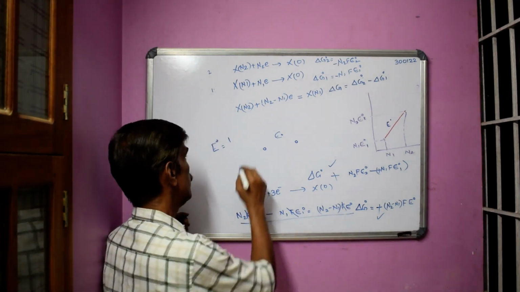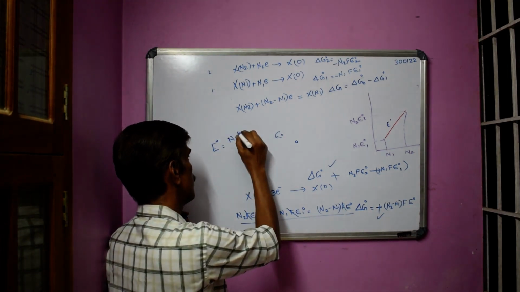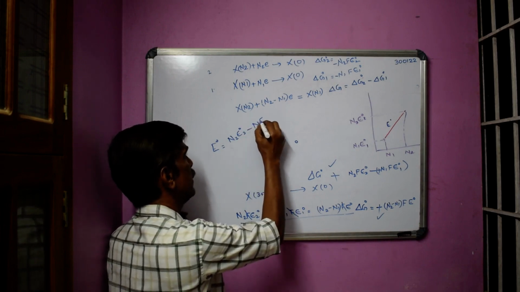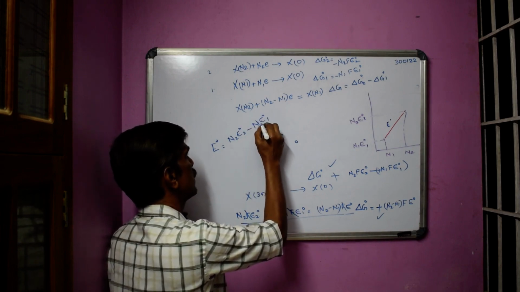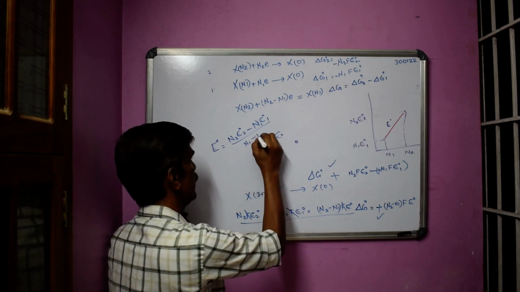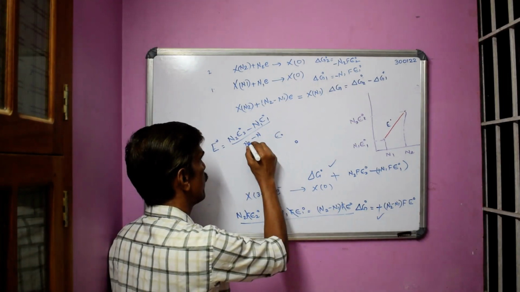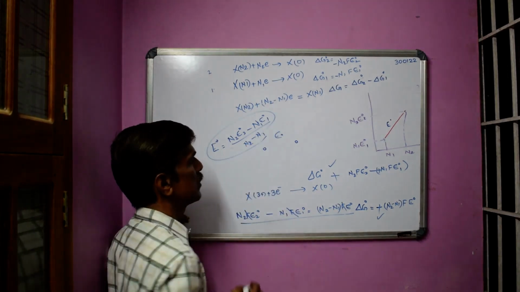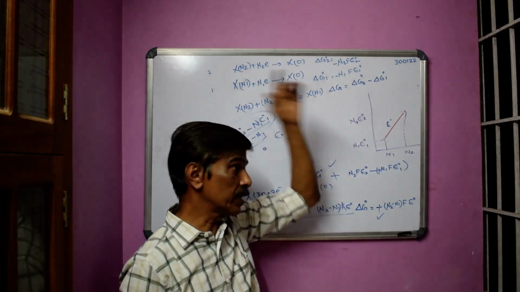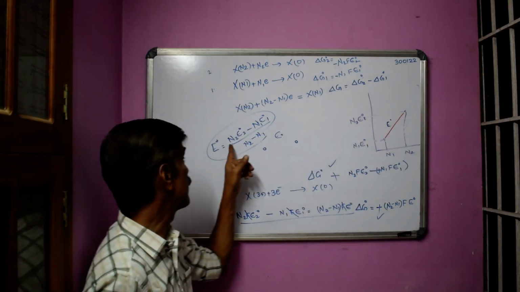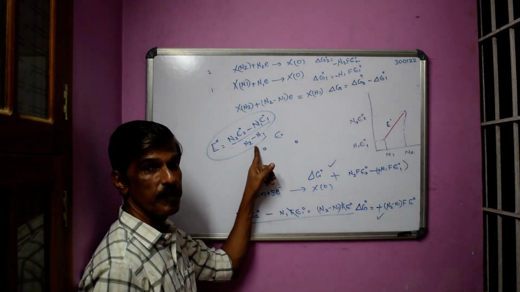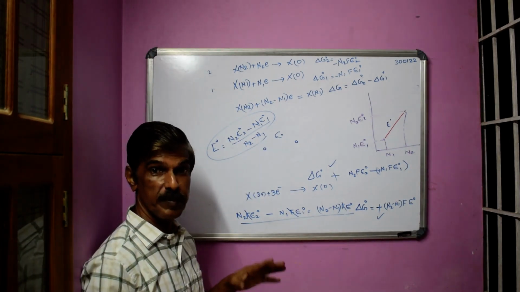E0 is equal to (N2 E0_2 minus N1 E0_1) divided by (N2 minus N1). So the E0 value, the standard potential for these two adjacent species, will be N2 E2^0 minus N1 E1^0 divided by N2 minus N1.